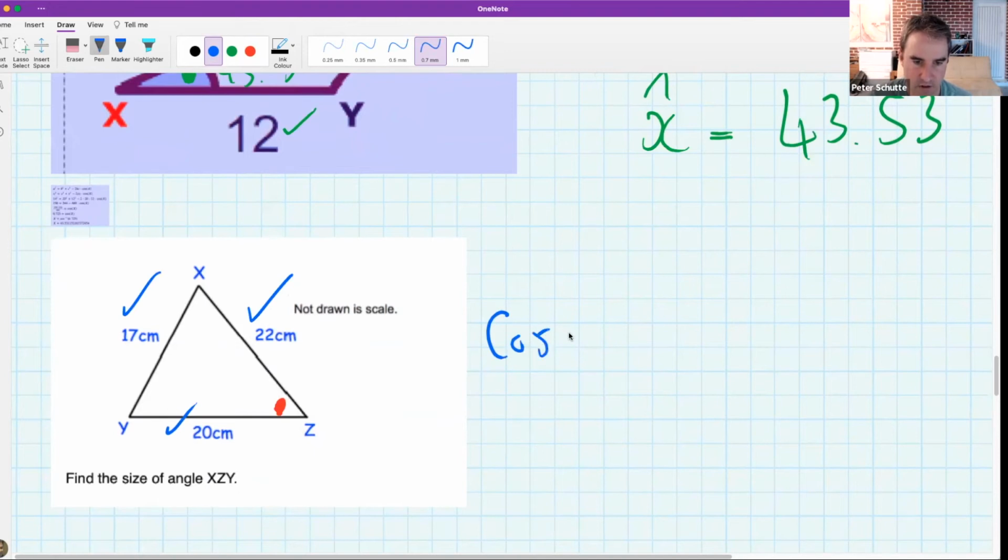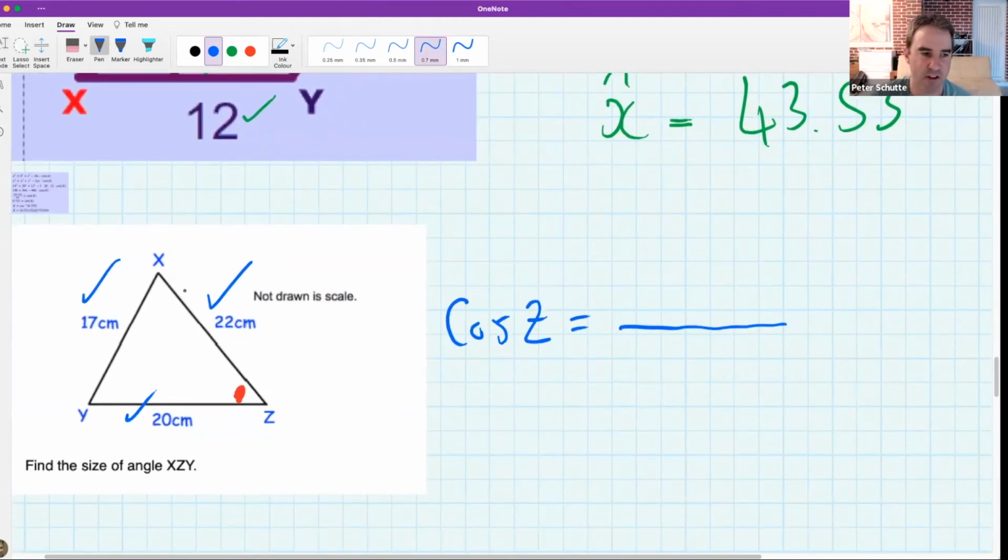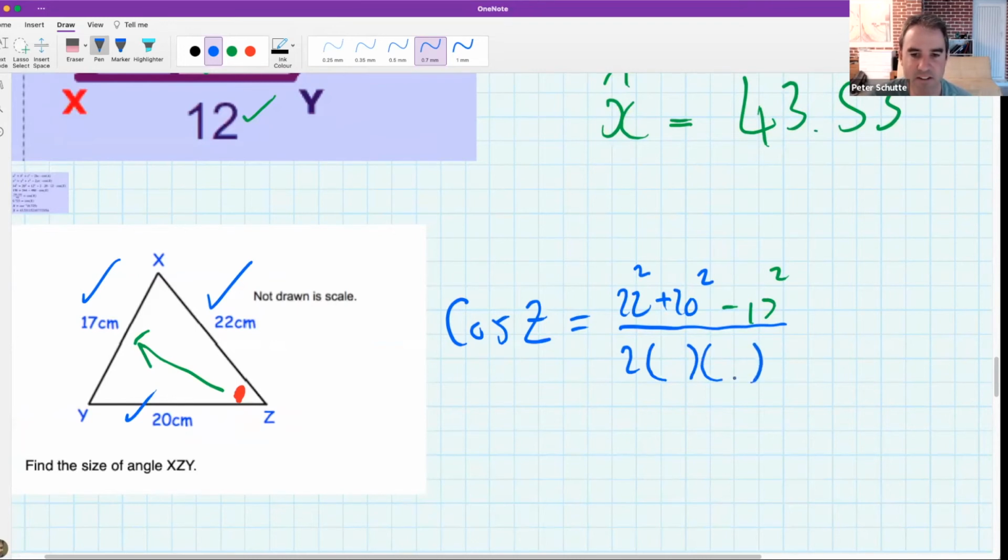So I write the cos of Z is equal to, and it's always going to have this structure. And I ask myself, what is the side opposite the angle I need to know? It's 17. And so I'm going to put minus 17 squared in there. The other parts of it are going to be the other 2 sides, and they're going to be added together squared. So 22 squared plus 20 squared. Then at the bottom, I'm going to have 2 times a side. And the only sides that are going to be involved are going to be the 22 and 20.